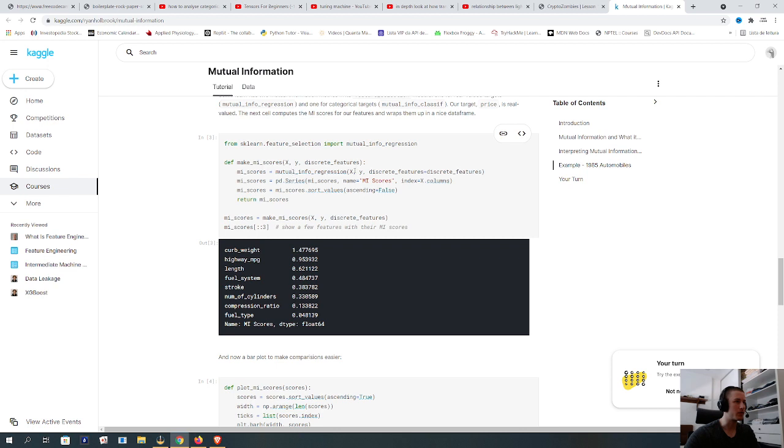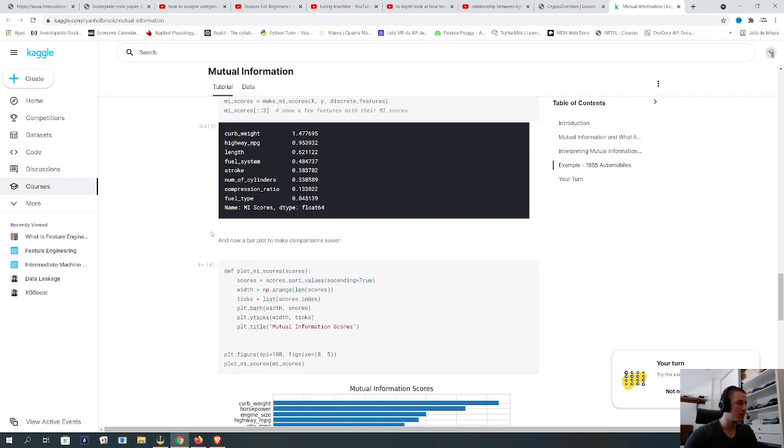So it creates the object first with X and y and discrete features, which I guess is an additional parameter of this object. Then it creates the series with this first variable, puts a name, index equals X columns, which is this. Sort values ascending false. Okay.